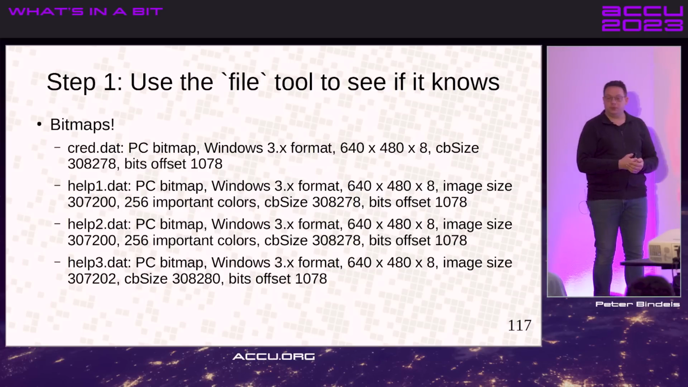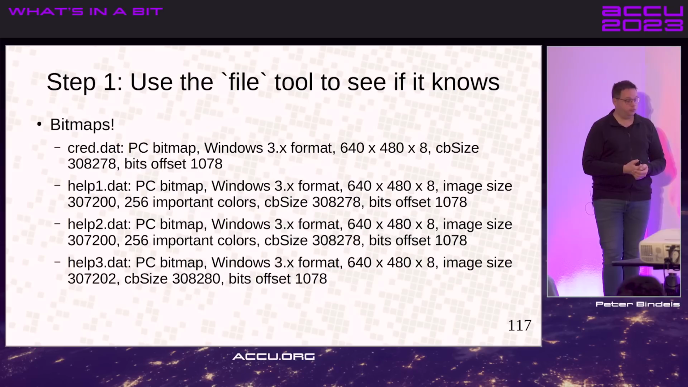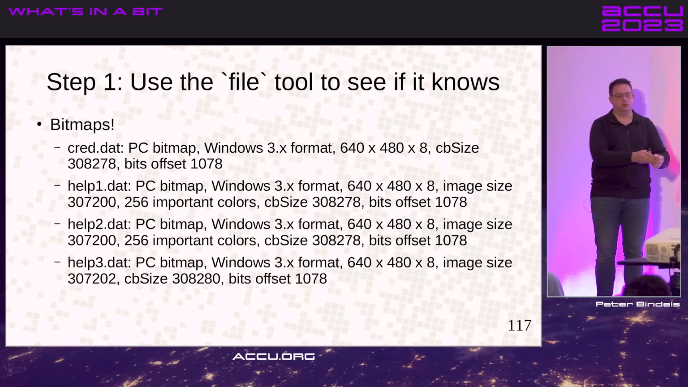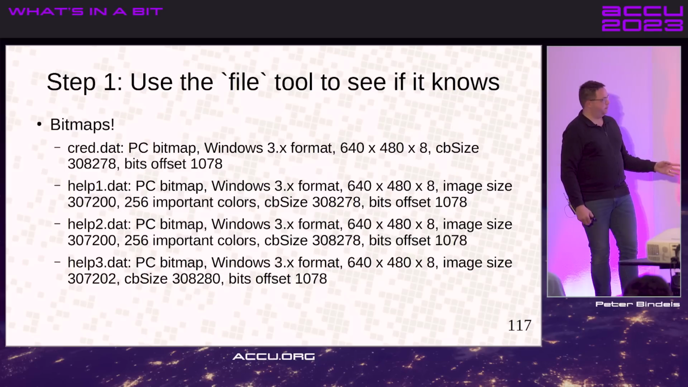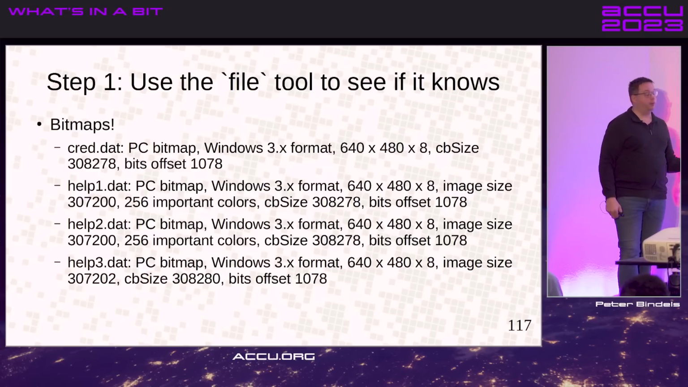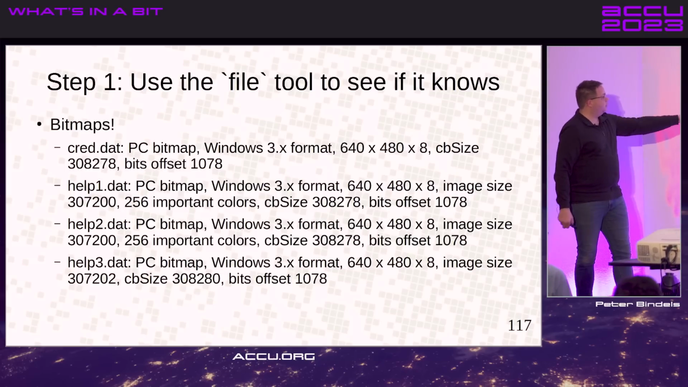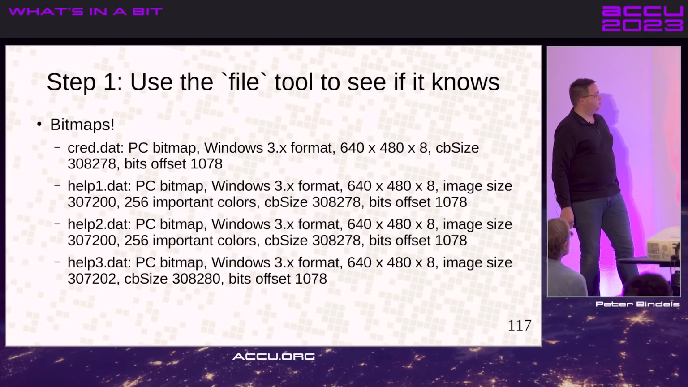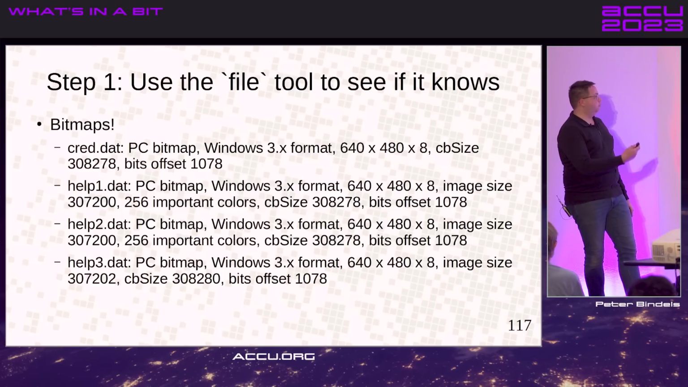So step one, we're trying to find out what the files are. We just use the simplest tool we have. It's called file. It tells us what kind of file something is, or at least it's going to try. And in some cases, it's going to be perfectly spot on. It has a whole bunch of DAT files. Turns out these are bitmaps. What can we do with a bitmap? We can just show it.